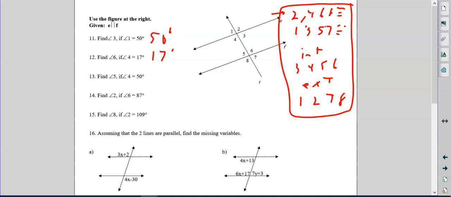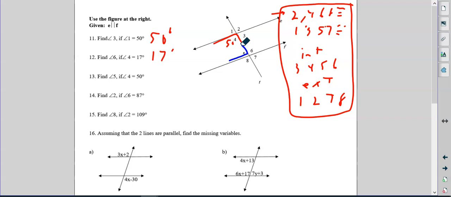Find 5 if 4 is 50. Oh, finally a mix-up. We have 50 right here. And then we have 5 right here. Well, remember, look at it. 2, 4, 6, and 8 are equal. 1, 3, 5, and 7 are equal. Therefore, 4 and 5 are obviously not equal to each other.